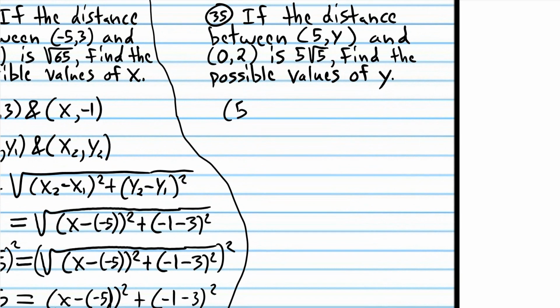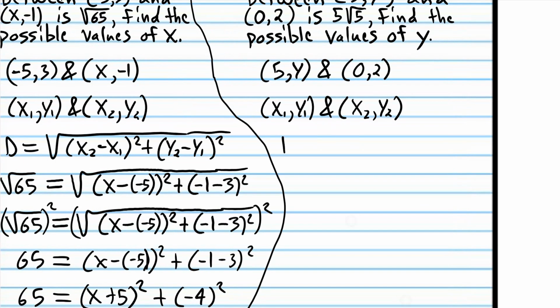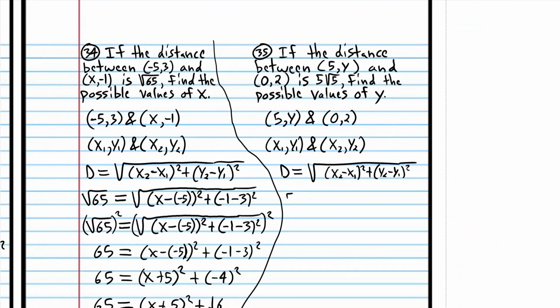So let's write these coordinates and the distance formula. And do we know the distance? Yes, we do. It's 5 root 5. Plug in all the other numbers. 0 minus y squared plus 2 minus, whoops, that was wrong. Sorry about that. 0 minus 5 squared plus 2 minus y squared.